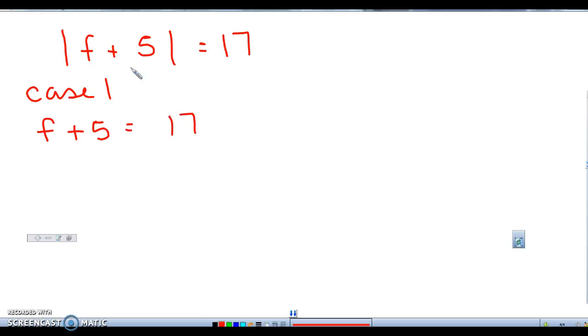That's pretty basic. If f is a nice number that we know plus 5 gives us 17, we solve real easily. Case 2 is the part that gets a little tricky, because I'm going to consider that what's inside the absolute value could give me -17. When I take the absolute value of -17, it gives me the positive 17. So I'll say f plus 5 equals -17 inside the absolute value. And then I go ahead and solve both of these.